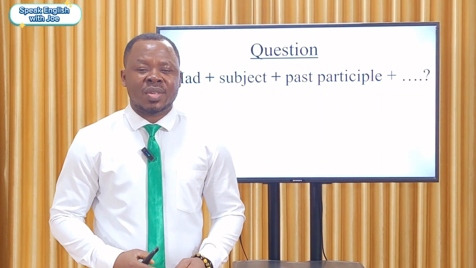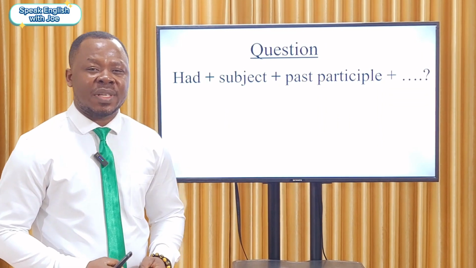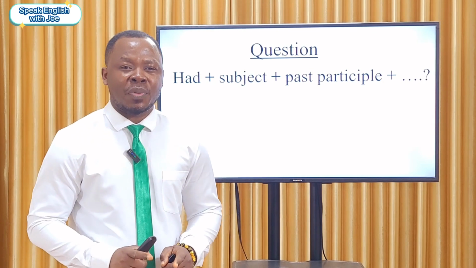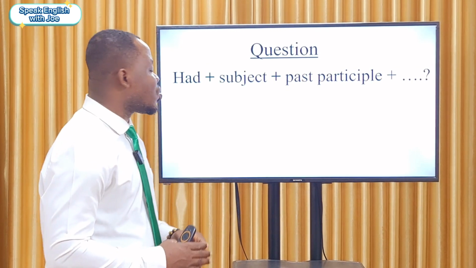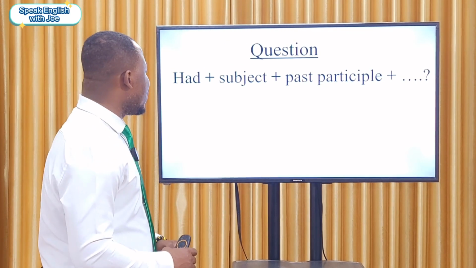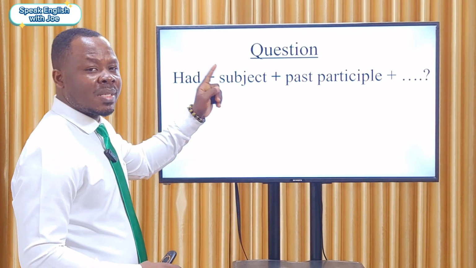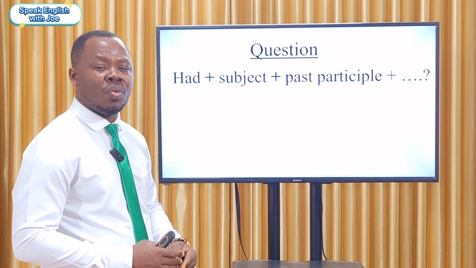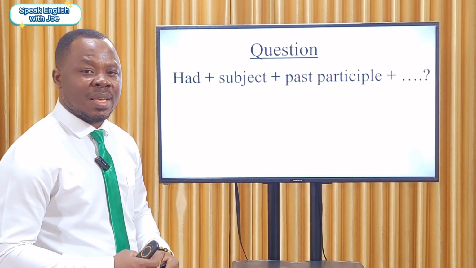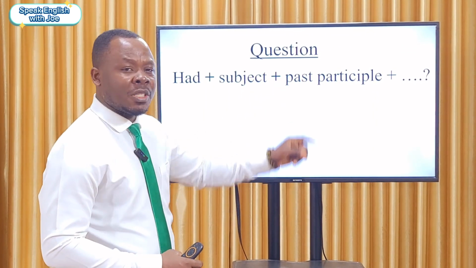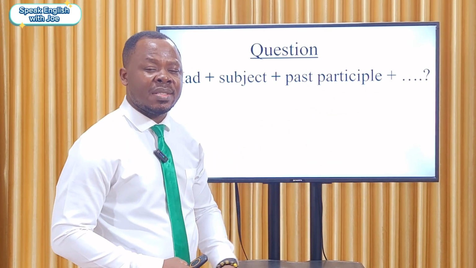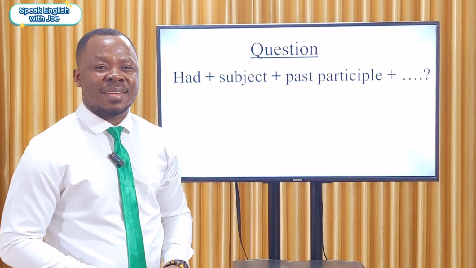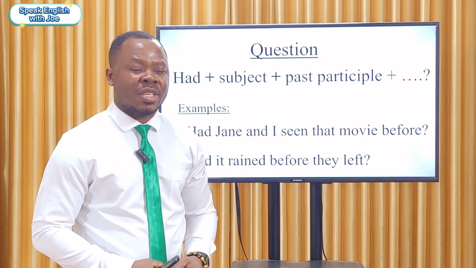And to ask questions in the past perfect tense, we change the position of the subject and had. And this is how the structure looks. We begin with had plus the subject, that is I, you, we, they, he, she, and it, plus the past participle form of the verb, plus the rest of the sentence, then the question mark. Now, let's look at some examples.